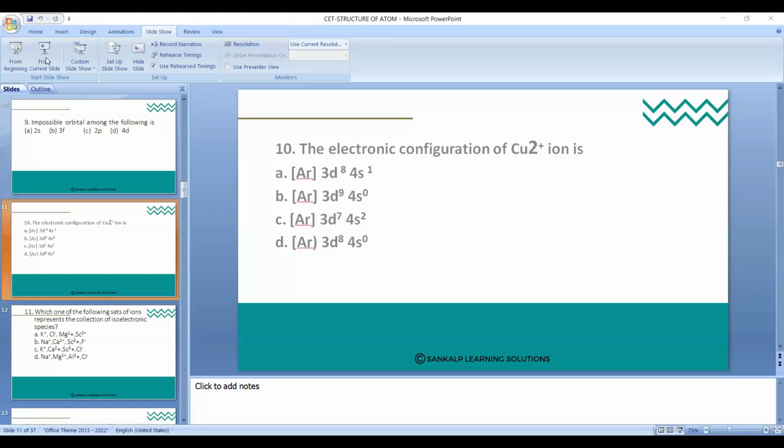Okay, let us write the electronic configuration. Why is it not getting zoomed? Okay, fine. Let us write the electronic configuration.